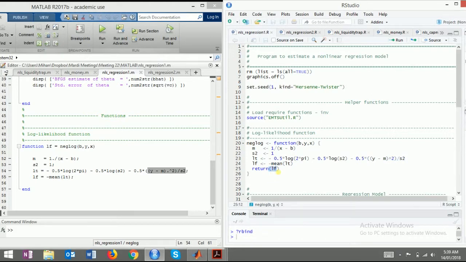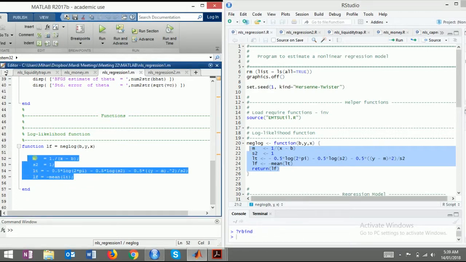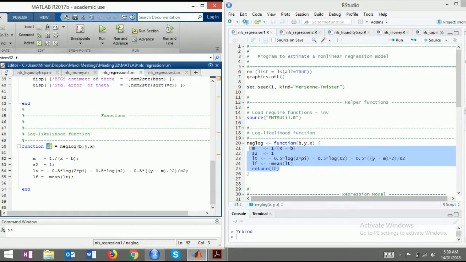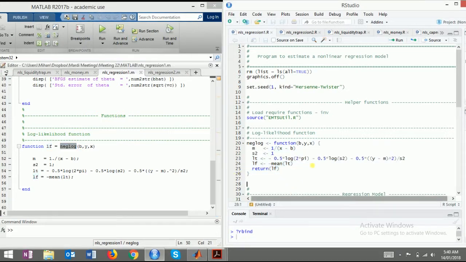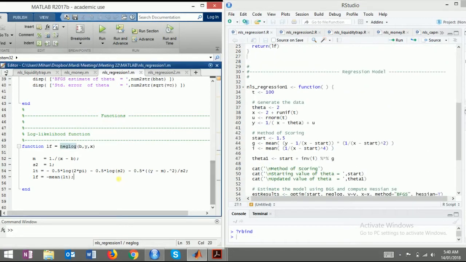This is a pretty good thing in R which specifies what is to return, because in MATLAB it creates some confusion sometimes. We want the neglog function to return LF whenever we're running the neglog function. However, it is very easy in R to do that, because it doesn't let you forget that you are returning the log likelihood function. Now let's move into the regression model.